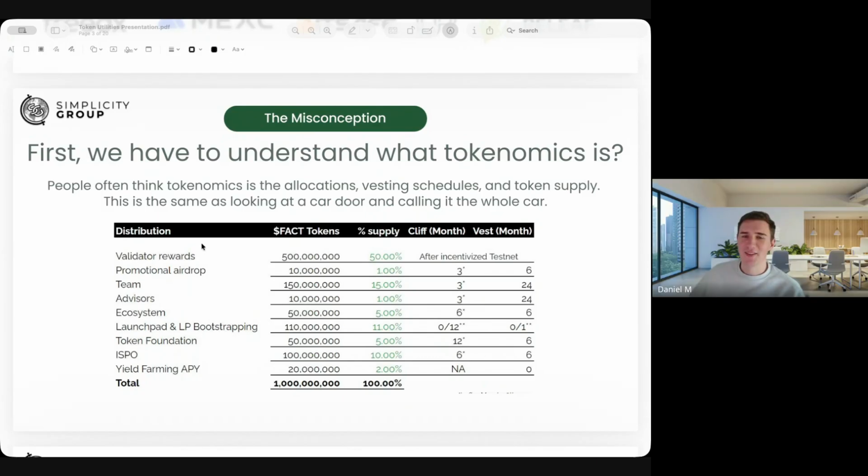Okay, cool. So first of all, we need to understand what tokenomics is. There is a very common misconception about tokenomics, and that is what you see here in terms of this table. Many people think that tokenomics is simply this table. What they are actually referring to is the allocations, the vesting schedule, and the supply. This is one element of tokenomics, the supply side. But this is the same as looking at a car door and calling it the whole car. It is only one element of the tokenomics. So this is a very key distinction.